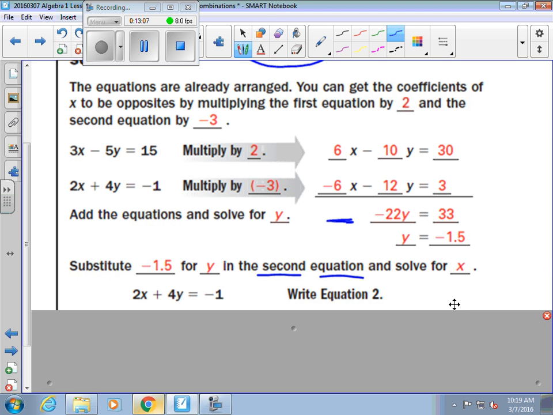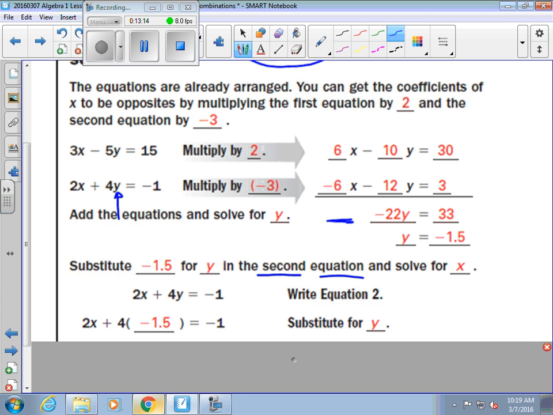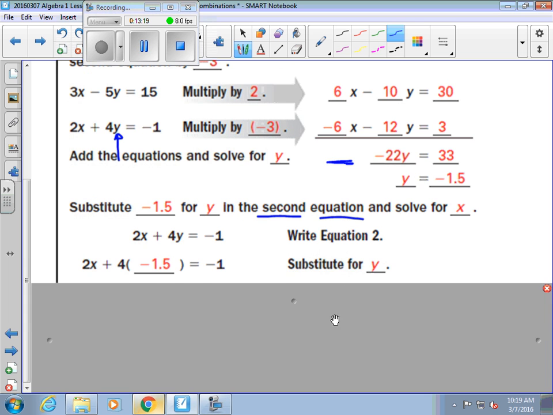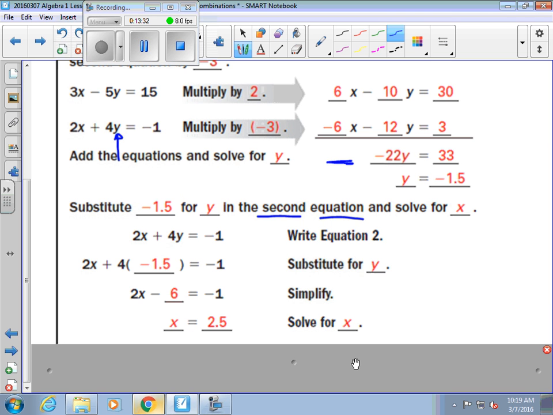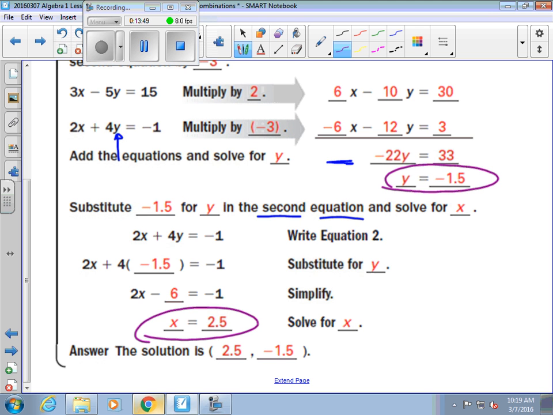But in place of y, we plug in -1.5. So 4 times -1.5 plus 2x is equal to -1. 4 times -1.5 is -6. So 2x minus 6 equals -1. Then undo -6 simply by adding 6 to both sides, and you get 2x equals 5. And then when you divide by 2 on both sides, you get x's value, which is 2.5. So we had y's value -1.5. Now we have x's value 2.5. So your solution is x comma y, 2.5 comma -1.5.